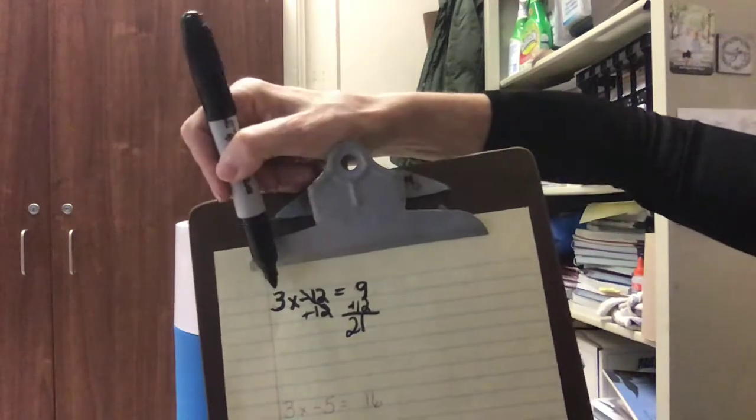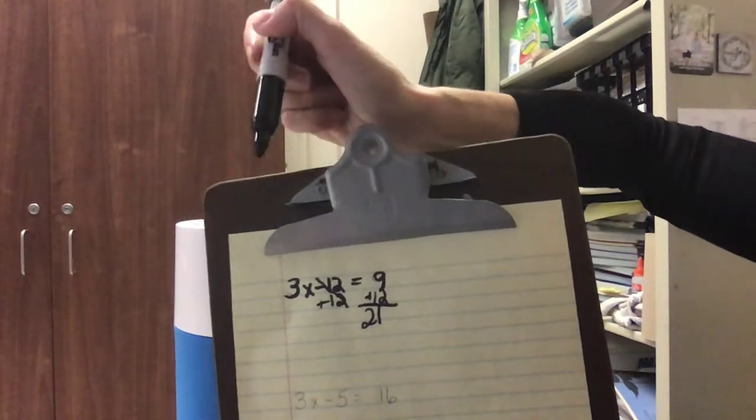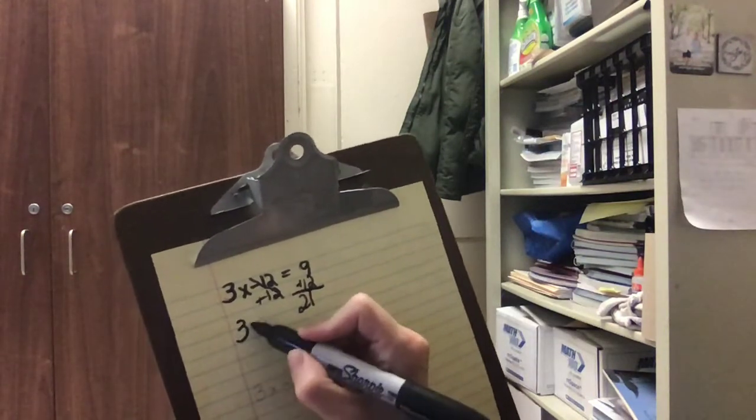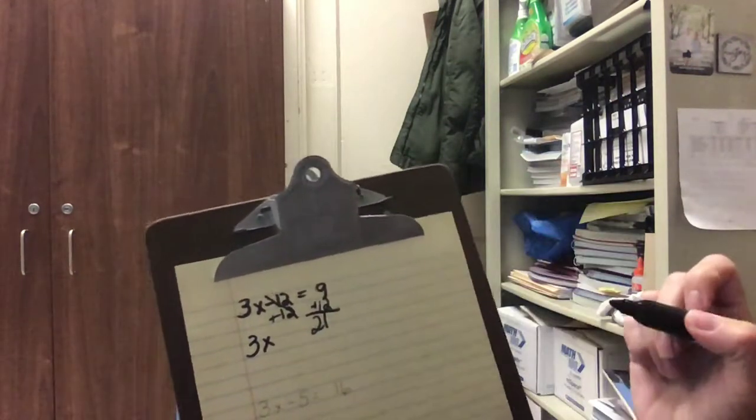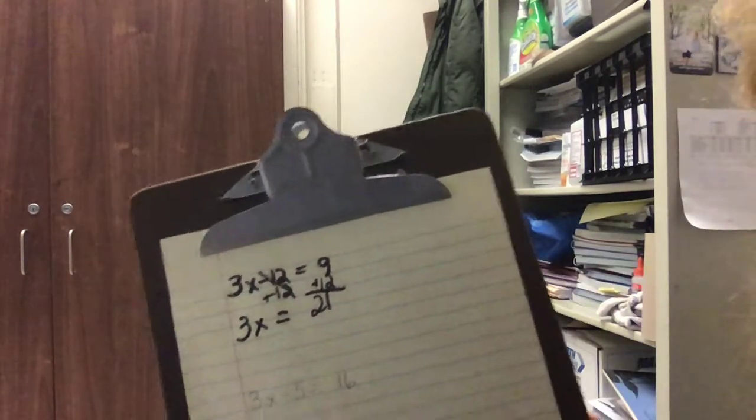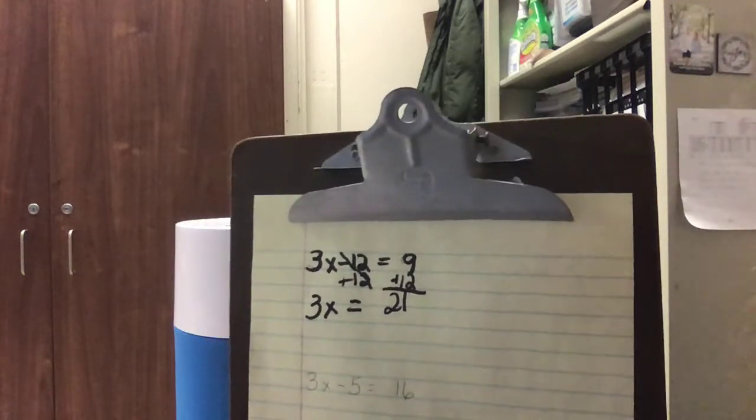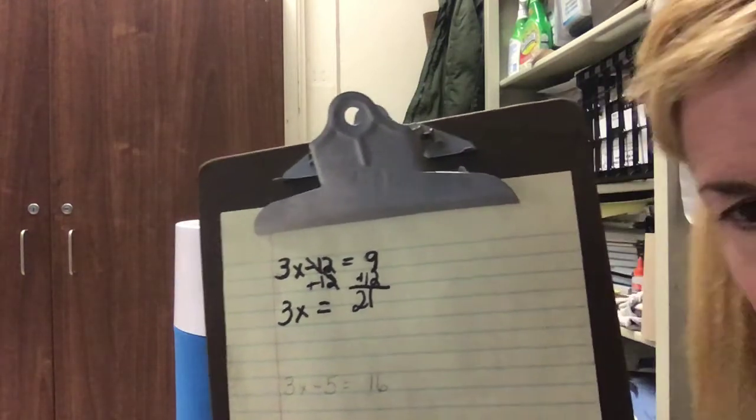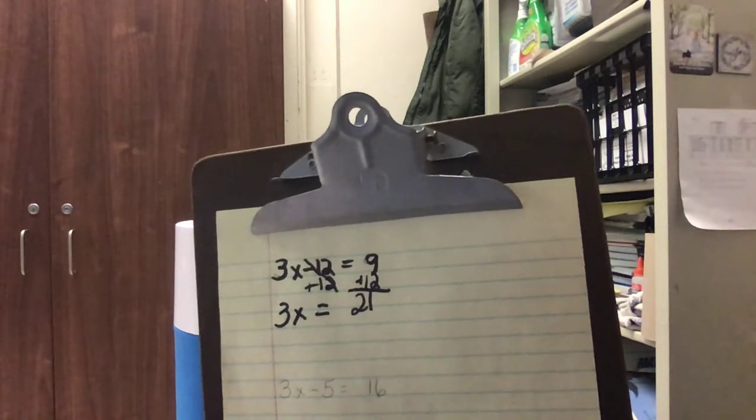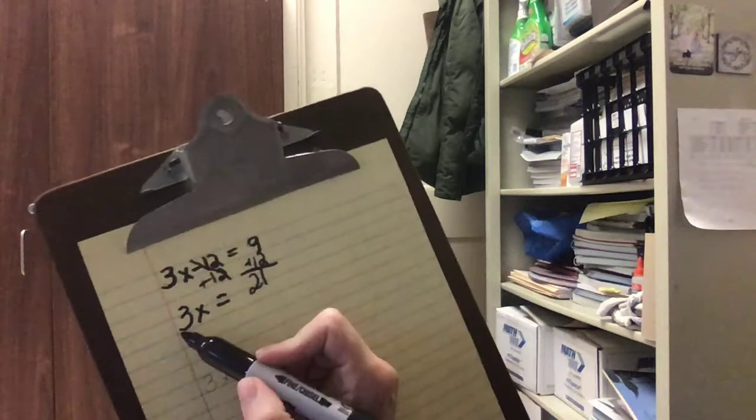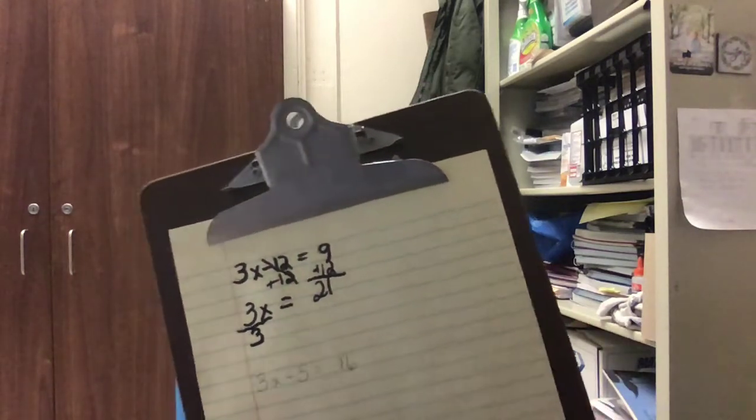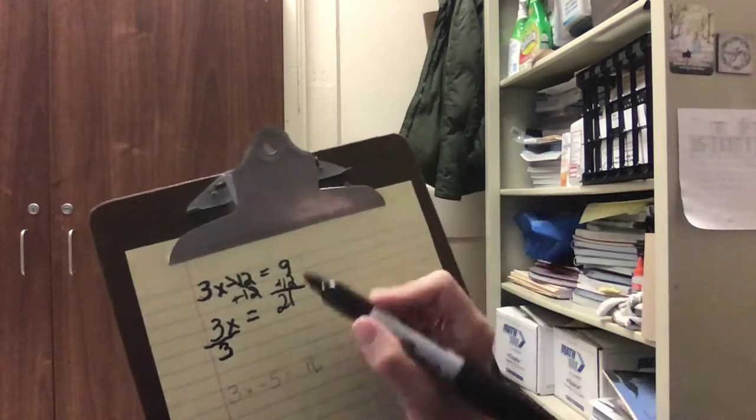Okay, now you have this 3x over here by itself. You're going to bring your 3x down. You have your equal sign, you need to bring down your equal sign. And here's the part I was talking to you about with the opposite of multiplication is division. To get your x alone, you have to divide by 3, and what you do to one side of the equal sign you have to do to the other.